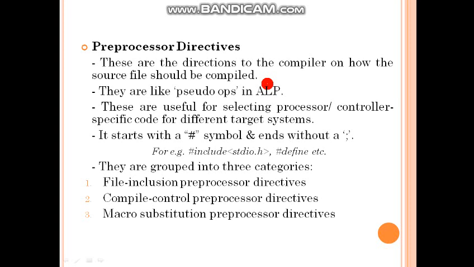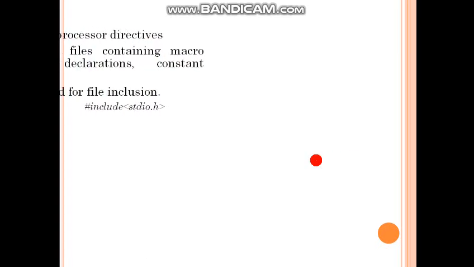For example, examples of the preprocessor directive are given here: hash include stdio.h, hash define, etc. They are grouped into three categories: file inclusion preprocessor directive, compile control preprocessor directive, and macro substitution preprocessor directive. We will see them one by one.